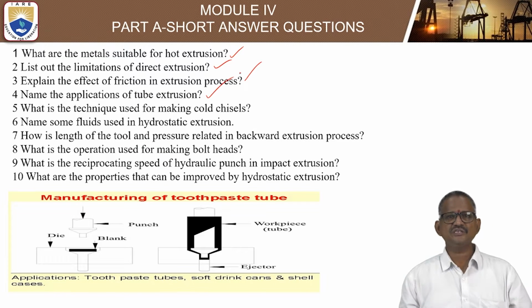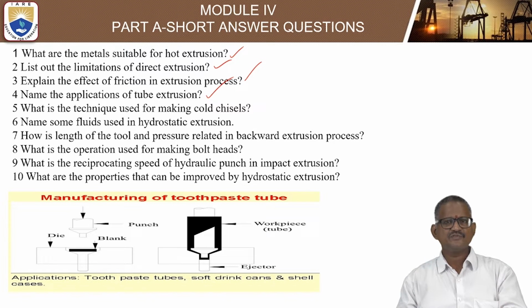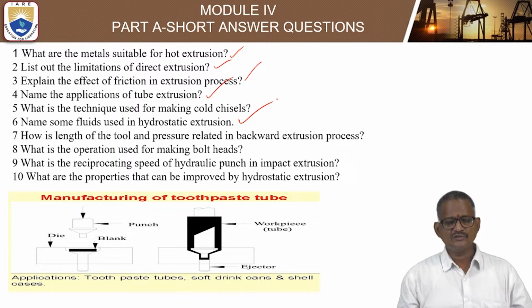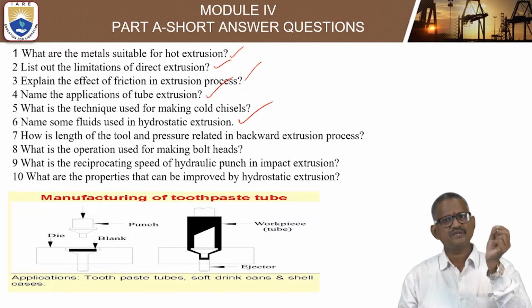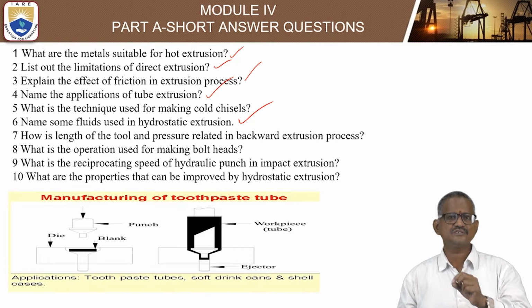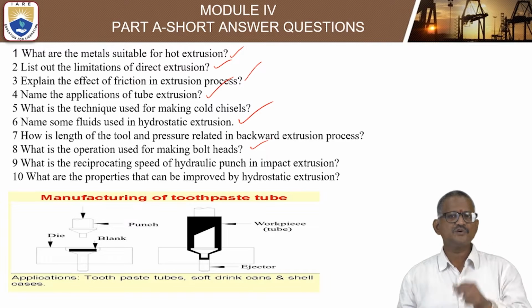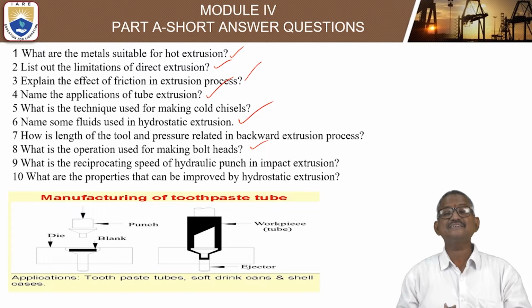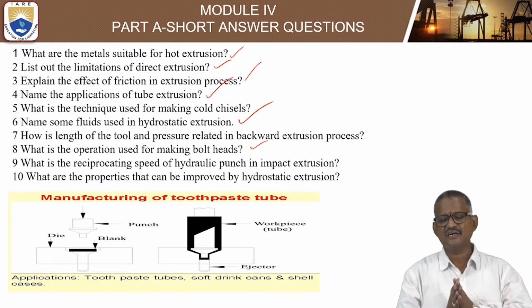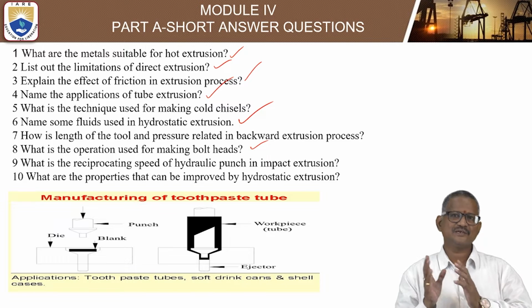of tube extrusion. What is the technique used for making cold chisels? Name some of the fluids used for hydrostatic extrusion. How is the length of the tool and pressure related in a backward extrusion process? What is the operation used in making bolt heads? What is the reciprocating speed of the hydraulic punch in impact extrusion? What are the properties that can be improved by hydrostatic extrusion? So these are some general questions framed from the examination point of view.